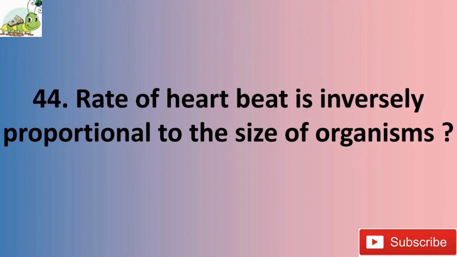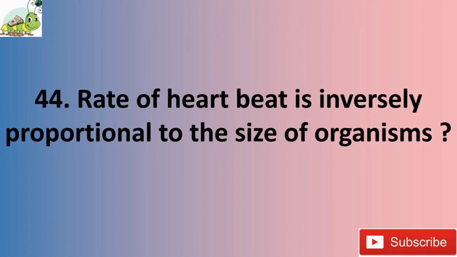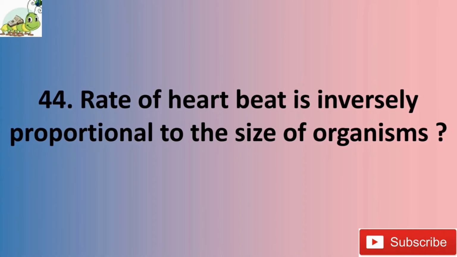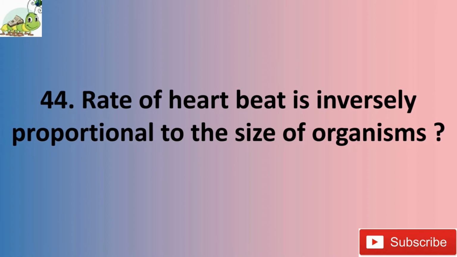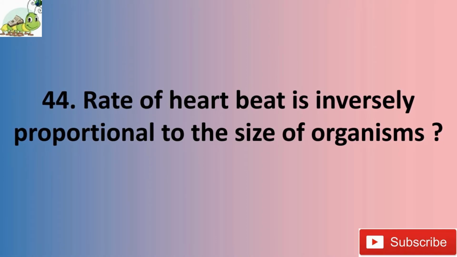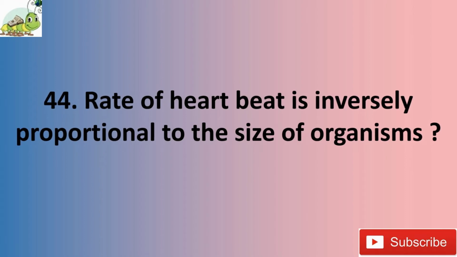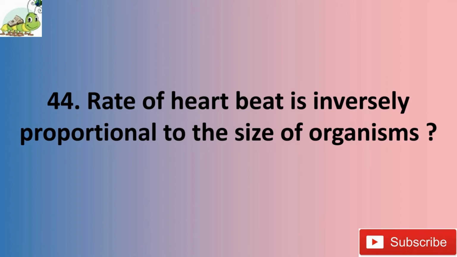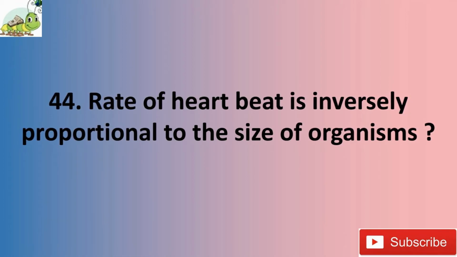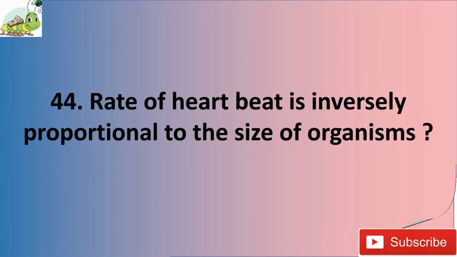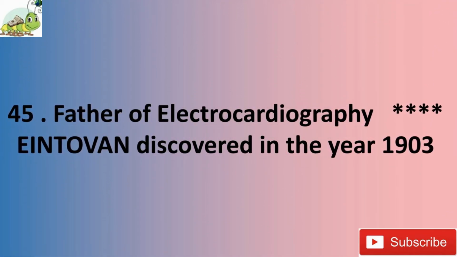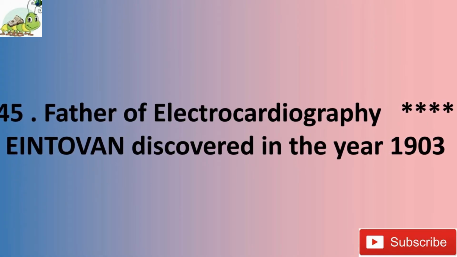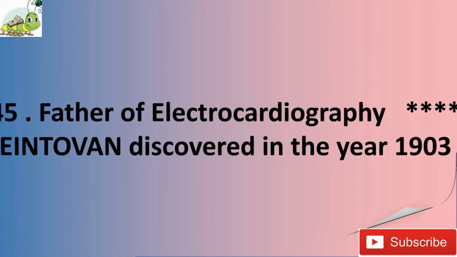Point number 44. Rate of heartbeat is inversely proportional to the size of organisms. In the case of shrews, that is 600 times. 300 to 500 times in rats and mice, 200 times in rabbit, 70 to 72 times in humans, 25 times in elephants, 7 times in whale. 45. Father of electrocardiography, Einthoven, discovered in the year 1903.